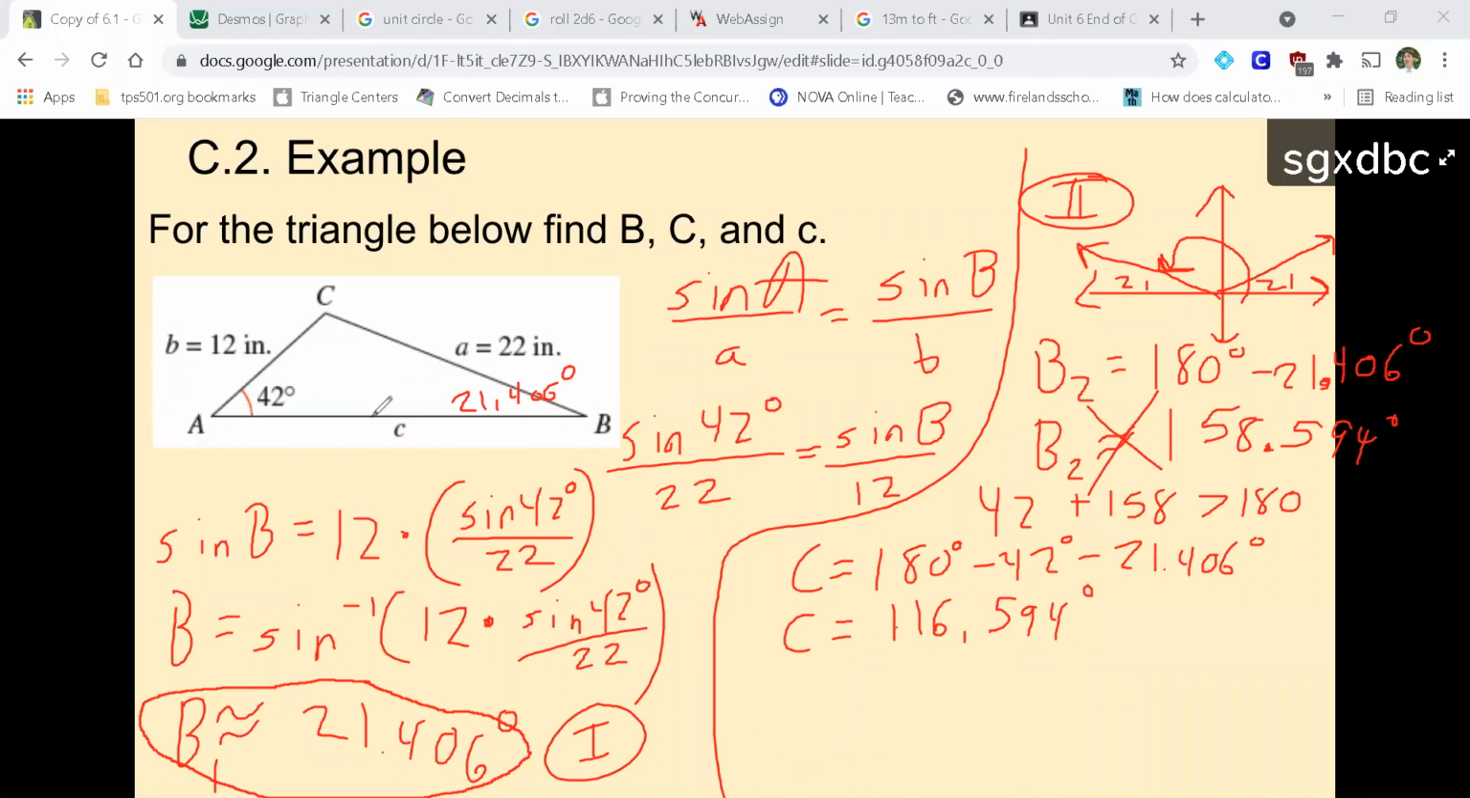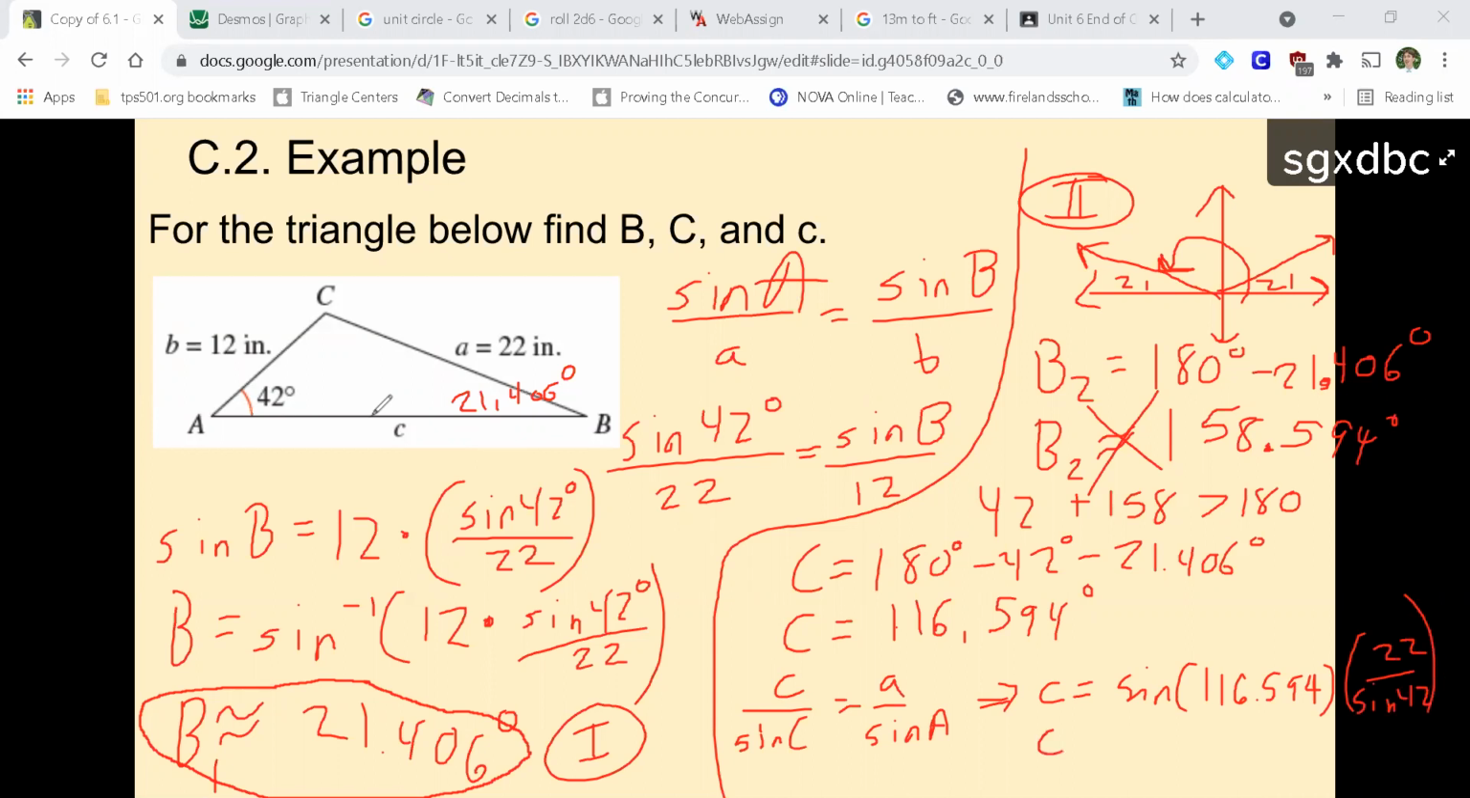To find side C, I use the law of sines. C over the sine of C is equal to A over the sine of A, which means C is equal to the sine of 116.594 times 22 over the sine of 42, just like we did for the bell work. And if you do that, you get C is 29.4 inches.